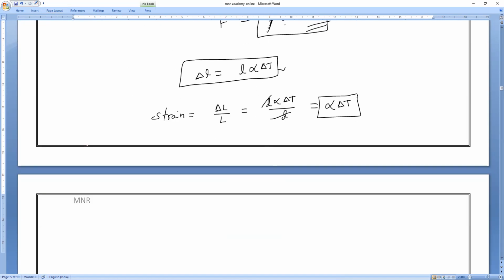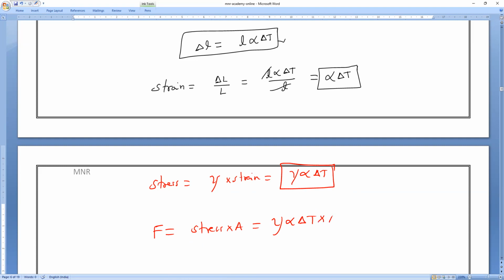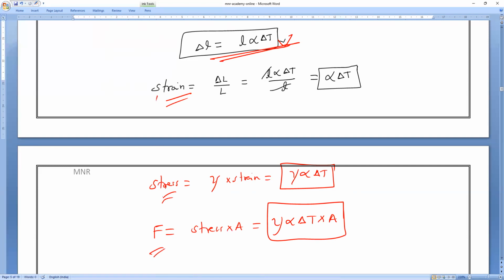Now, if I substitute in the stress, we all know the formula: Young's modulus into strain. So Young's modulus into alpha into delta T is the stress. From that, force is equal to stress into area, so force is Young's modulus into alpha into delta T into area A. Just by remembering delta L, we can write the strain formula, stress formula and force formula: thermal strain, thermal stress and force. I hope you are all clear. This is the formula for calculating thermal strain and thermal stress.